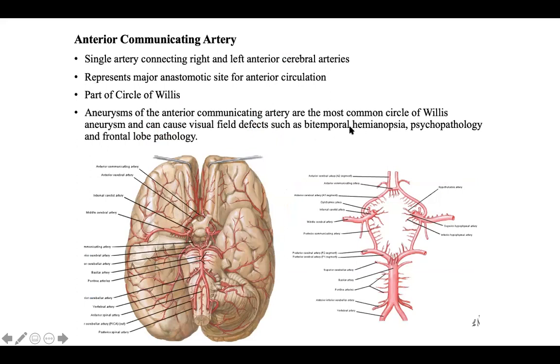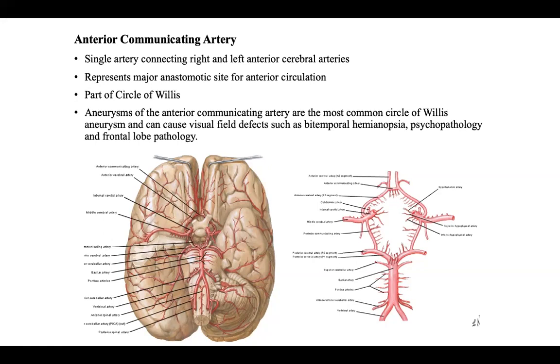So now we covered 3 types of hemianopia. We have the homonymous hemianopia from the MCA. We have the contralateral homonymous hemianopia with macular sparing with the PCA. And now we have bitemporal hemianopia because of anterior communicating artery pathology, most commonly an aneurysm.